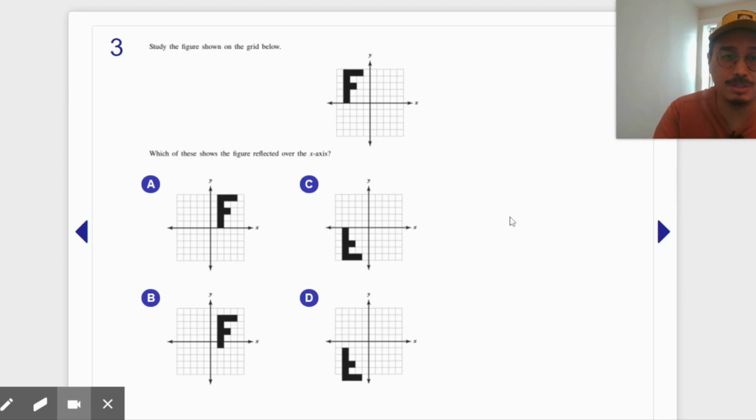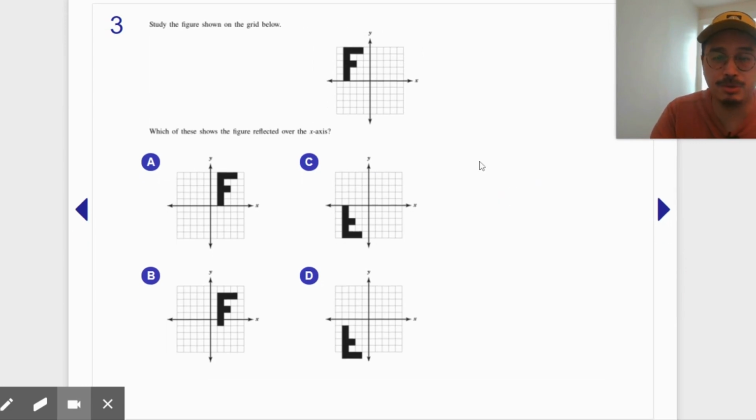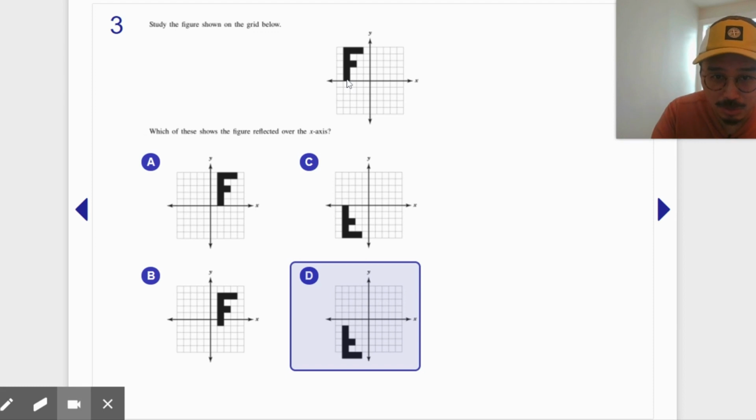Now this one, I have a feeling that some of you are going to get this wrong, and for a very tiny reason. So if you reflect this letter over the x-axis, what would that look like? If you pick D, you would be wrong. Why? Look, there's no space here, right? Between the letter F and the x-axis here, there's a space. So that's the most common wrong answer.